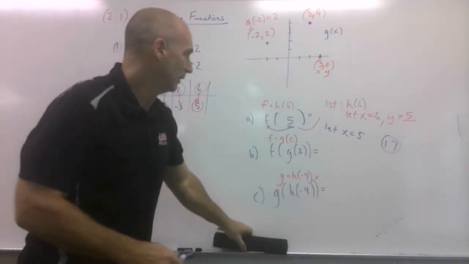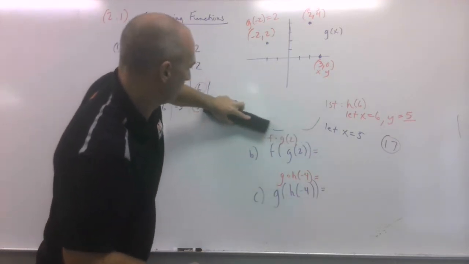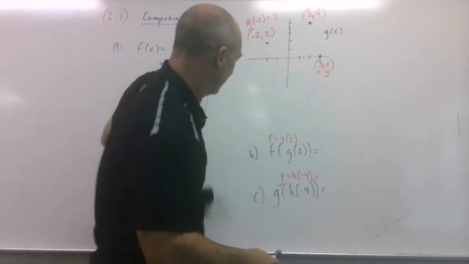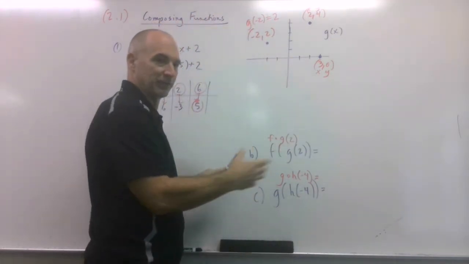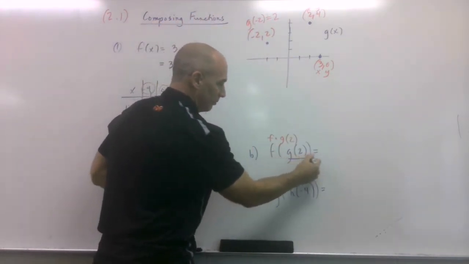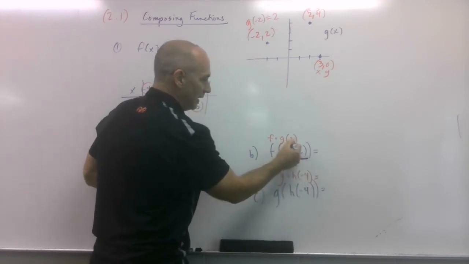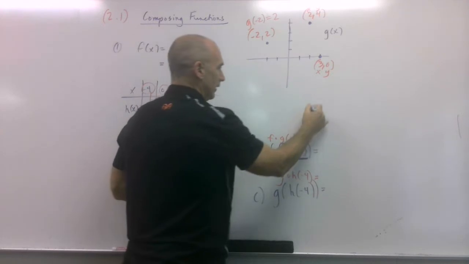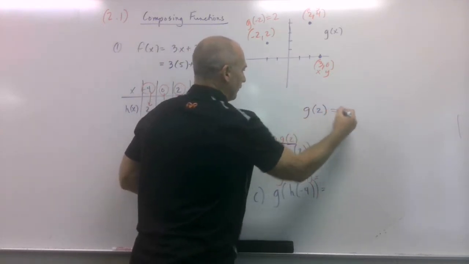All right, let's move on to this next one. So Phil Collins tells us move from the inside out. If they give it to you like this, it's pretty obvious, g of 2. If they give it to us like this, you go here, g of 2. Regardless, that's what we have to find first.